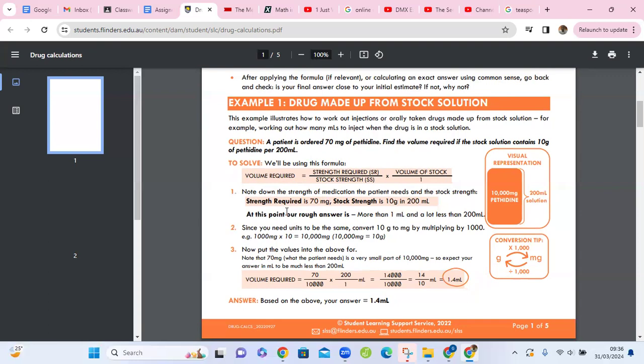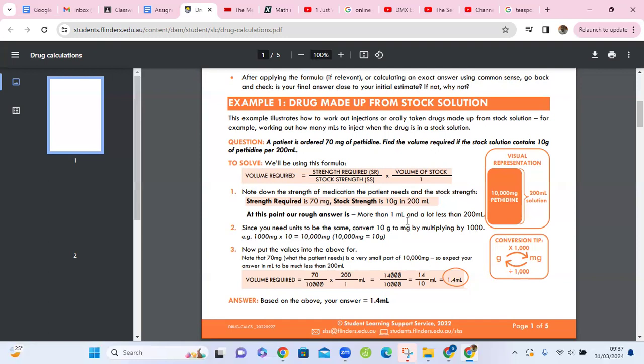strength. So the strength required is 70 milligrams. It's ordered 70 milligrams here. Stock strength is 10 grams in 200 milliliters. Okay, so that's the stock strength. So at this point, our rough answer is more than 1 milliliter and a lot less than 200 milliliters. With experience, you'll gain that intuition.